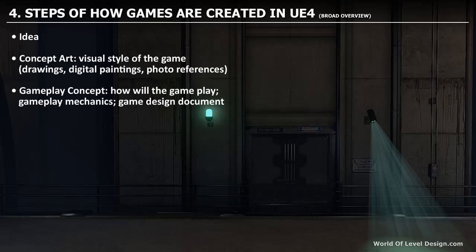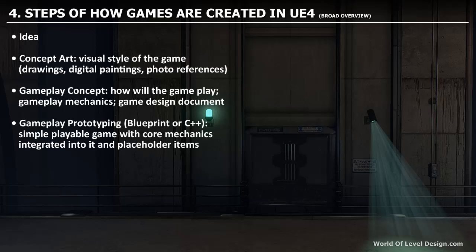You would then move on to gameplay concept. This is where you create a game design document and figure out how your game is going to play. And the next step is the gameplay prototype. So you take all the ideas and the game design document, and then you begin to code or script core game mechanics. You would then move on to refine and finalize gameplay mechanics.